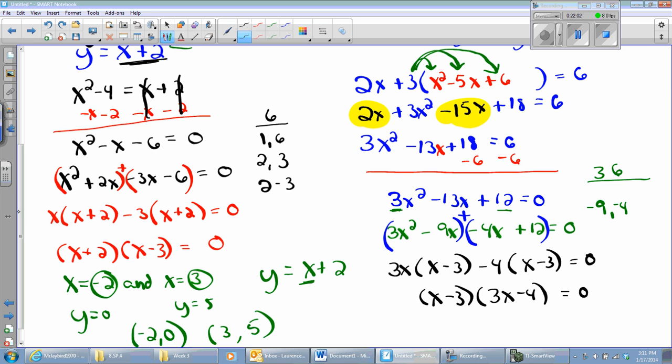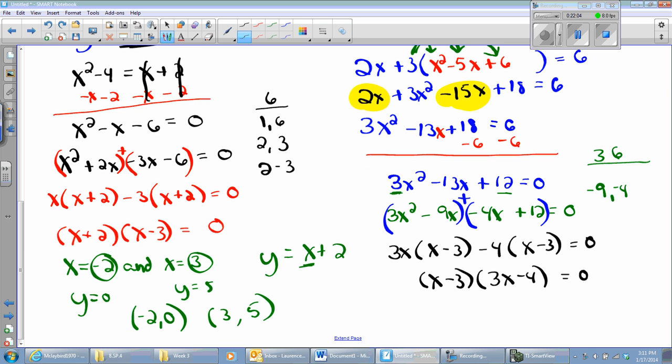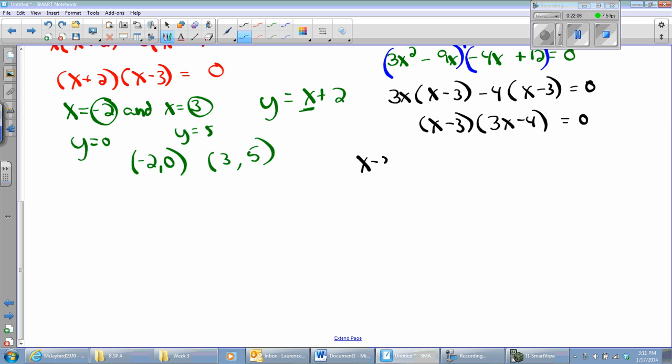Okay, I'm going to solve for x in both equations. X minus 3 equals 0, so therefore x is going to equal 3. And then 3x minus 4 equals 0. 3x is going to equal 4. X is going to equal 4 thirds, which is the same as 1 and 1/3. All right, so I have my two x values.